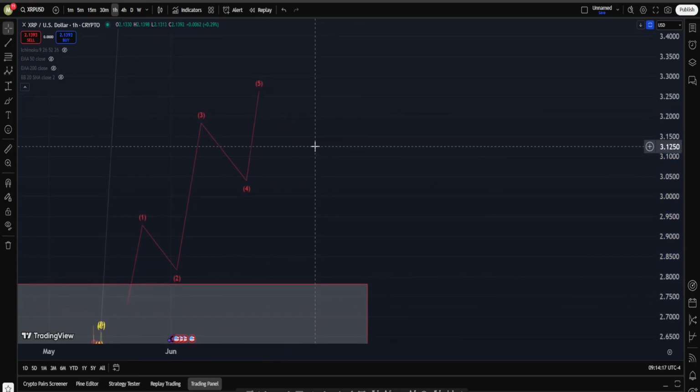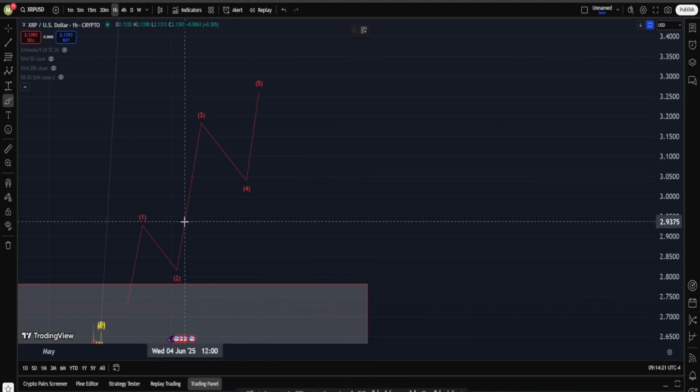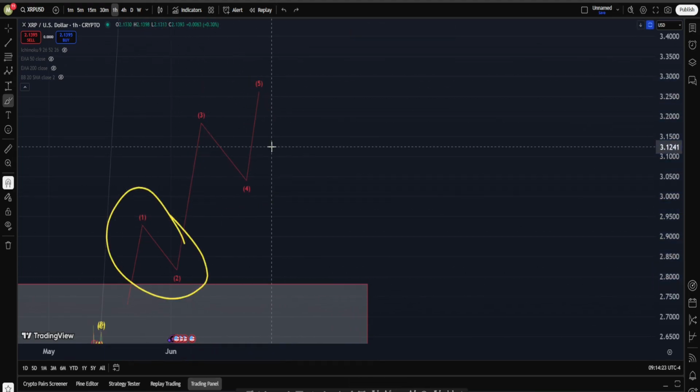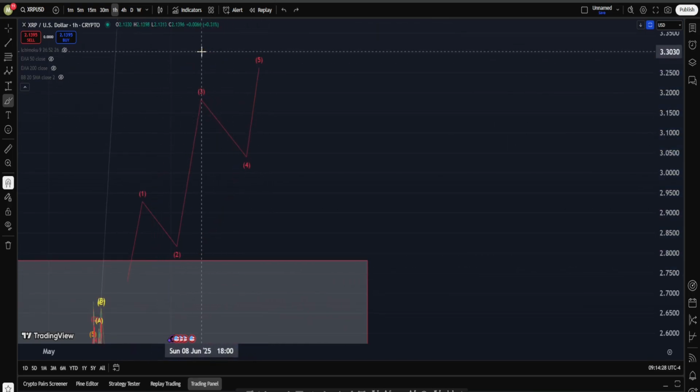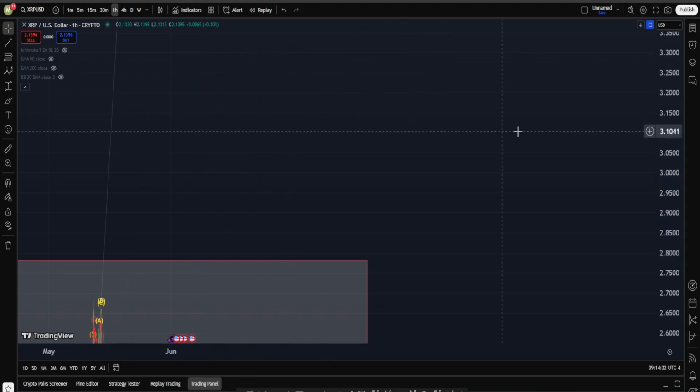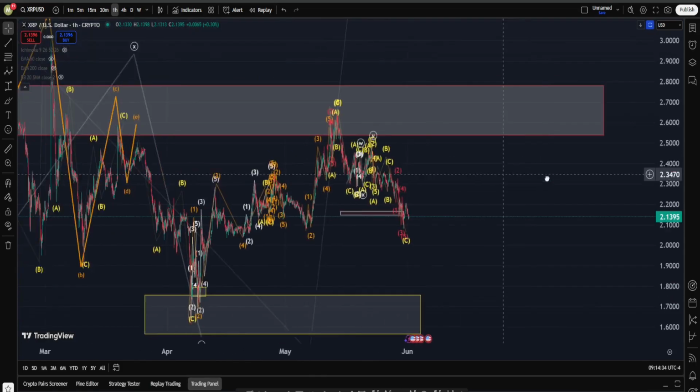This specific example is an impulse. Rules for it are we should not have overlapping of the waves between wave 2 and 4, and in any kind of 5 wave, wave 3 should not be the smallest wave. This is a big no-no in Elliott waves. Why is this important? Let's go on the live chart.